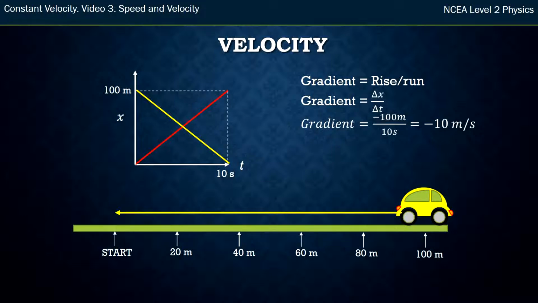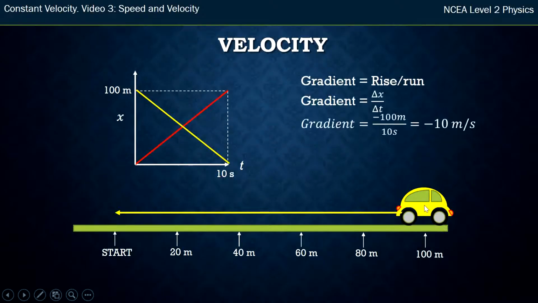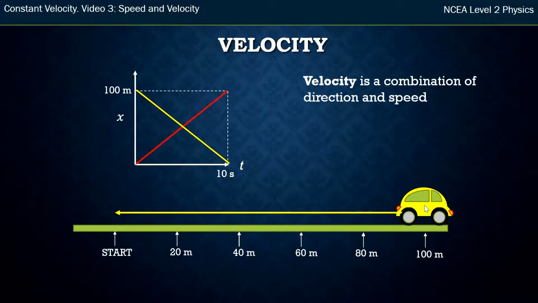And this is the difference between speed and velocity. Velocity is a combination of both direction and the speed. So we've got our car going at negative 10 meters a second. The direction is given by this negative.